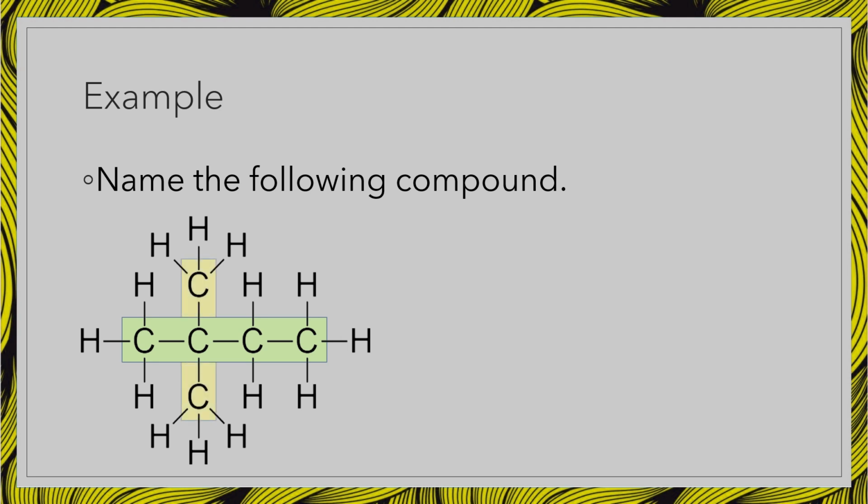What have we got hanging off it? There's 2 CH3 groups. So, longest chain is 4 carbons. It's a but-. What type of bonds are they? Well, they're all single bonds, so it's a butane.